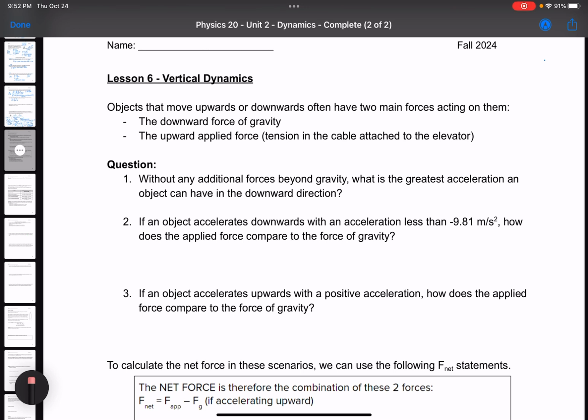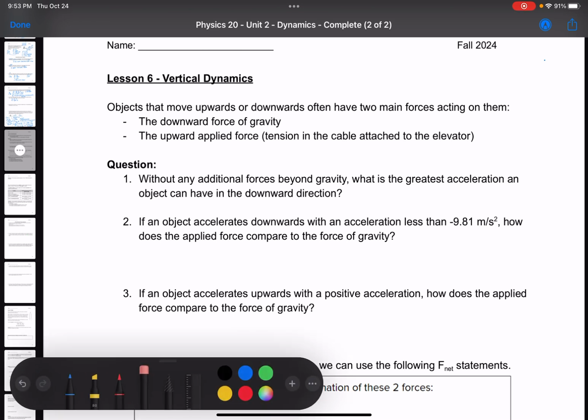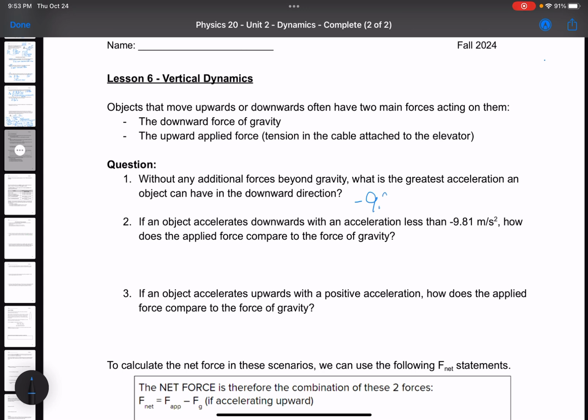Okay, before we get going though, there's a couple questions I want you to think about. Feel free to pause the video right now, read these 3 questions, see what you can come up with, and then hit play. So without any additional forces beyond gravity, what's the greatest acceleration an object can have in the downward direction? We're going to assume all this to be happening on Earth. So it is negative 9.81 meters per second squared.